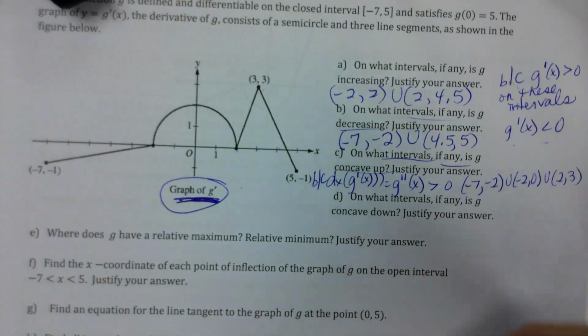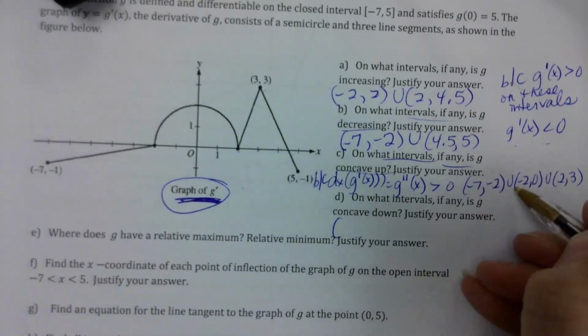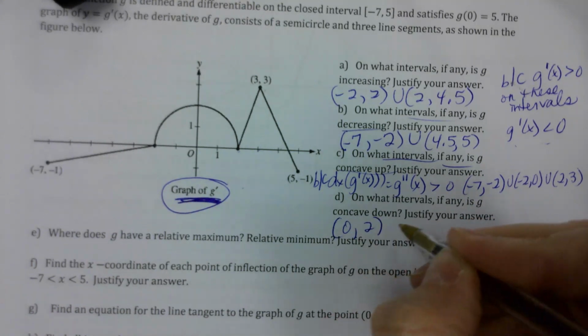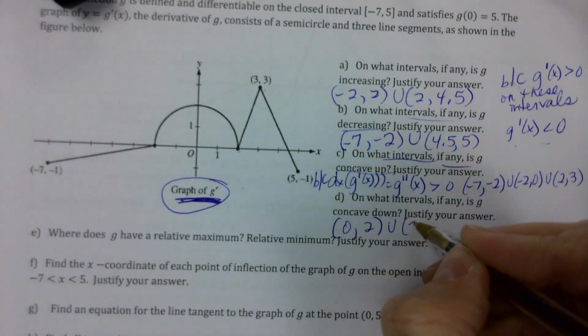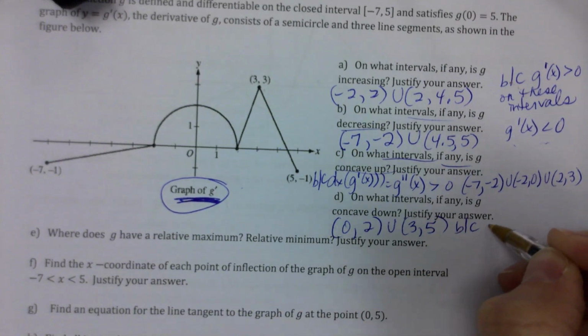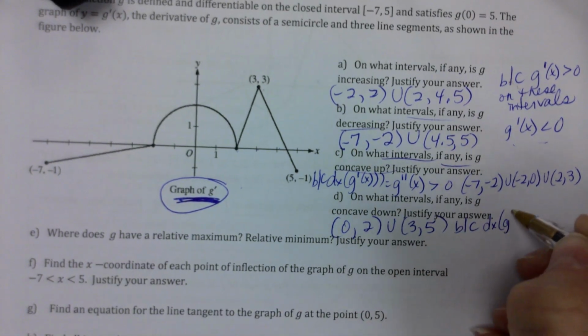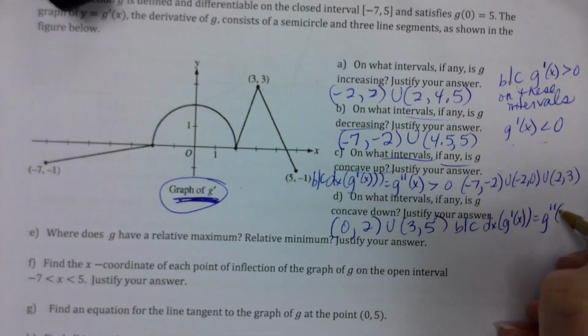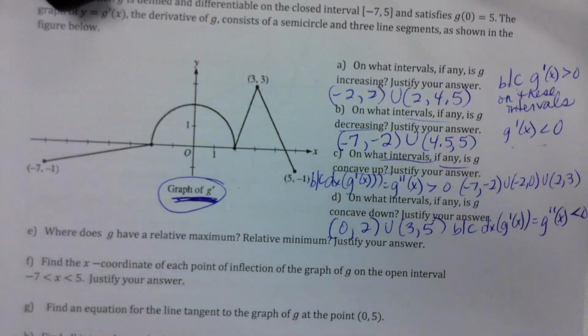Concave down would be the opposite, right? It's going to be 0 to 2, and 3 to 5, because the derivative with respect to x of G prime is less than 0 on these intervals.